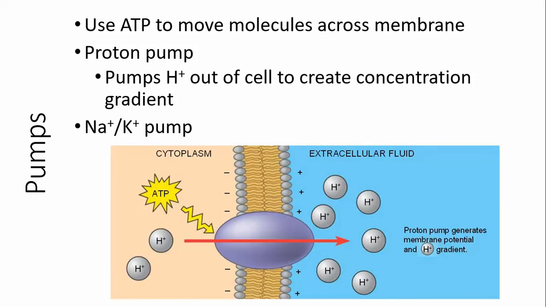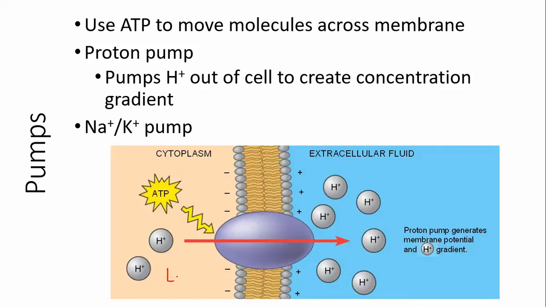So the most common form is a pump. A pump is going to use ATP to move molecules. So here, what we see pictured is a proton pump. This proton pump is using energy to actively pump hydrogen outside of the cell.